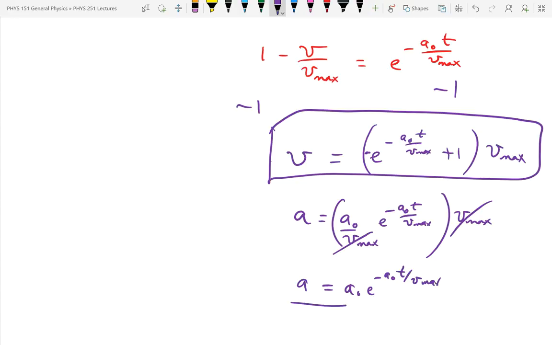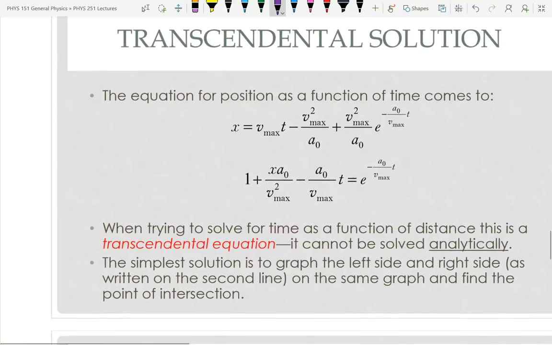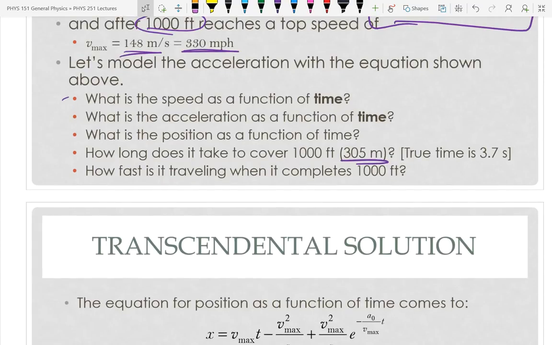Was that like a chain rule? I suppose you could think of it as a chain rule using a U substitution for U equal to minus A0 t over V max. Okay, so we've got the acceleration. Bueno. What's the position as a function of time?